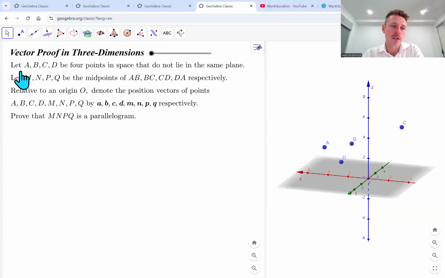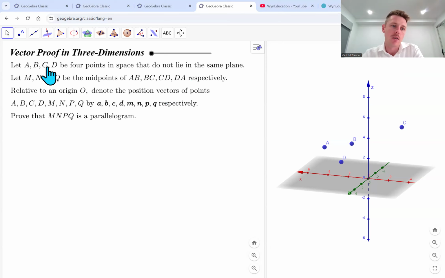Okay, so here's our question. Let the points A, B, C, and D be 4 points in space that do not lie in the same plane. Let M, N, P, Q be the midpoints of AB, BC, CD, DA, respectively. Relative to an origin O, denote the position vectors of points A, B, C, D, M, N, P, Q by these. Prove that MNPQ is a parallelogram.